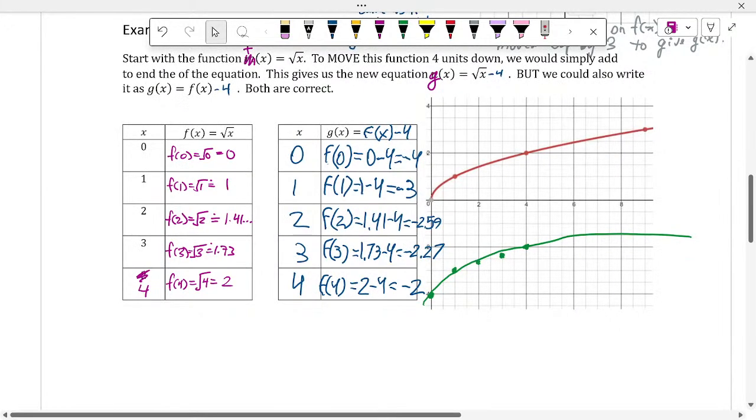Thank you. And what do we notice? Another way of thinking about this is that we could just take this whole curve and do what? Move it down 4. The whole curve moves down 4.